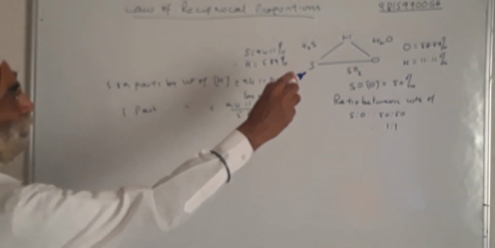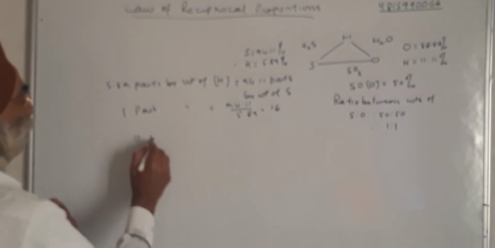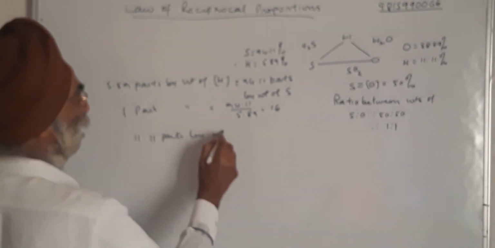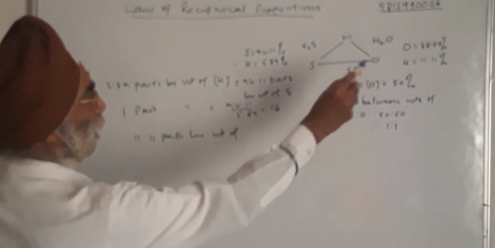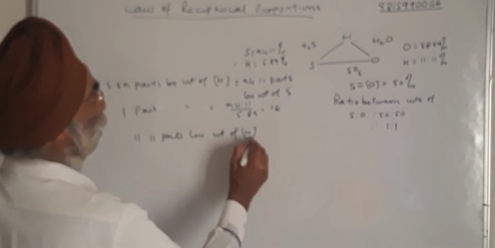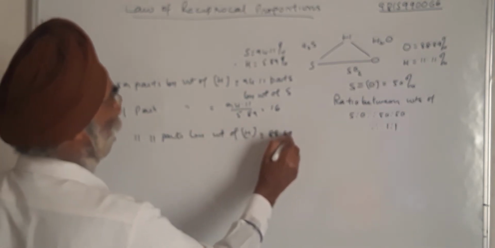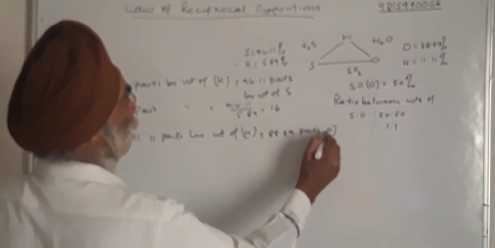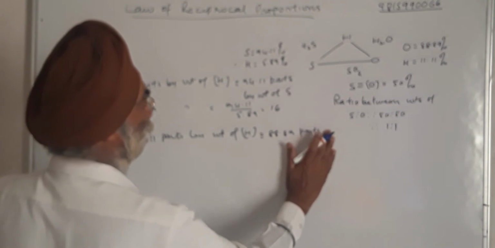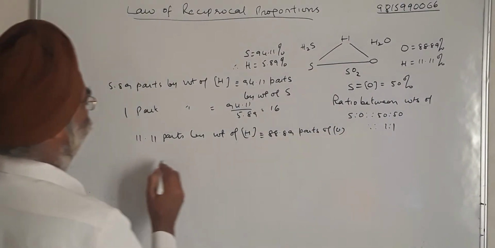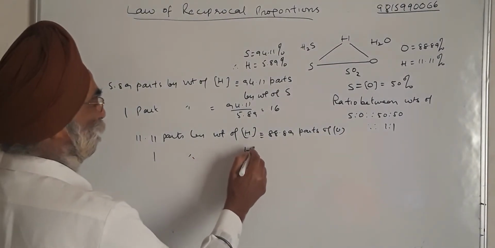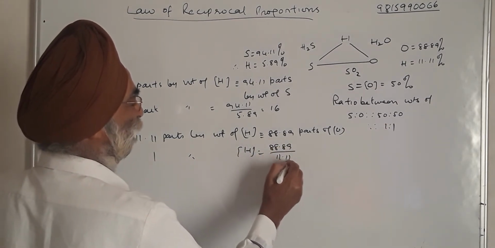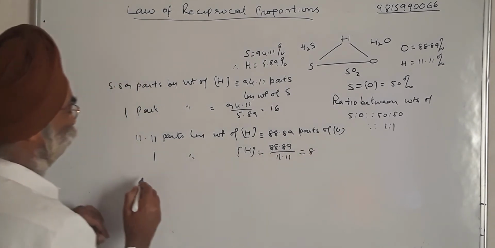There, 11.11 parts by weight of hydrogen combined with 88.89 parts by weight of oxygen. So for 1 part by weight of hydrogen, it is 88.89 over 11.11, it is 8.